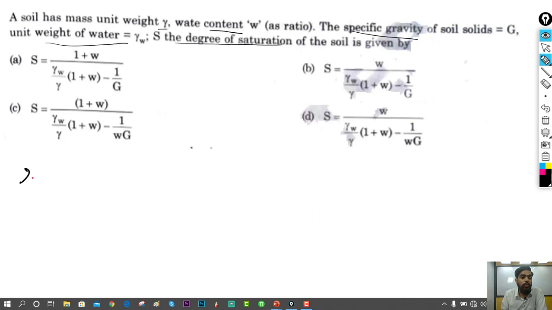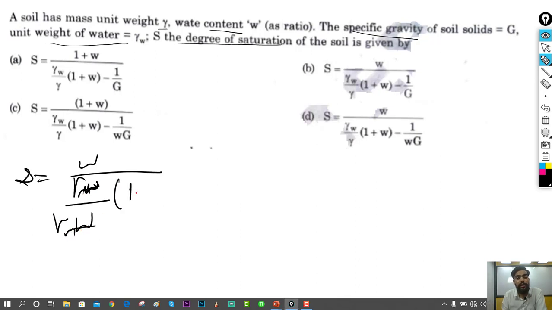Guys, remember the formula of degree of saturation: water content divided by, sorry, not mass specific gravity, specific gravity of water, gamma w divided by specific gravity into gamma m bracket 1 plus W minus 1 by G. So our correct option is option B.